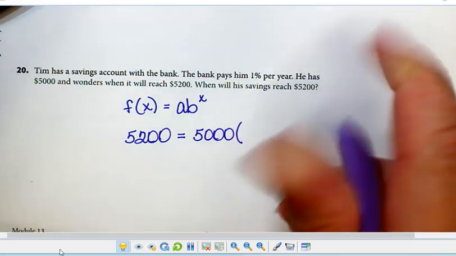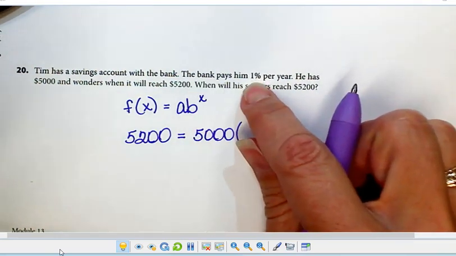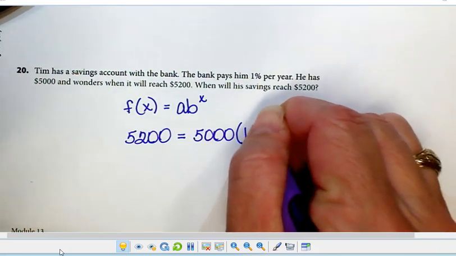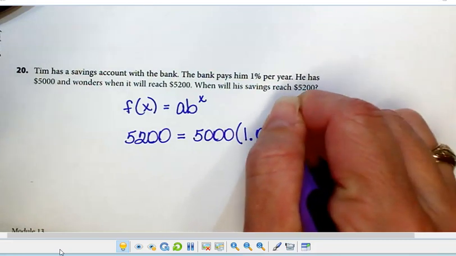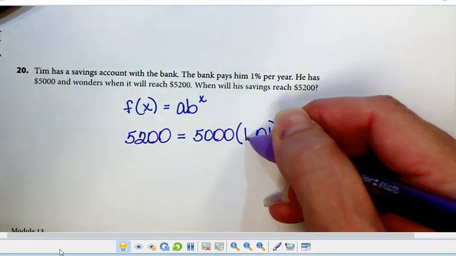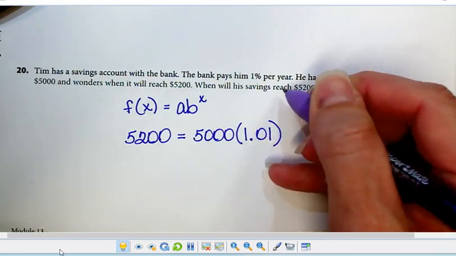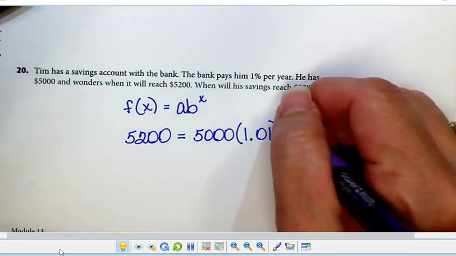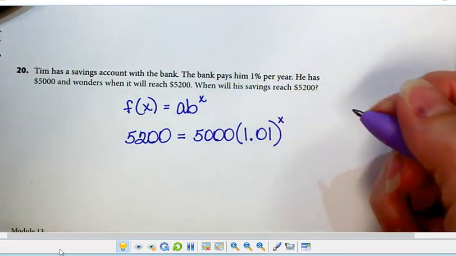Okay. The bank pays him 1% per year. So that is an increase. It's kind of a sorry increase. It's pretty low. But anyway, that's the way you would represent it because it's increasing at 1% per year. Remember, if it's 1.00, it's not increasing or decreasing, and you're going to get a straight line rather than a curve. All right, so there we go.